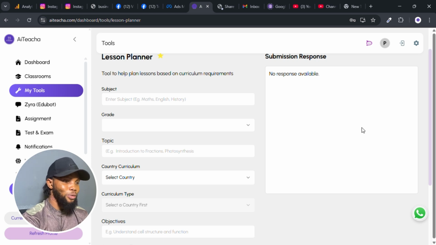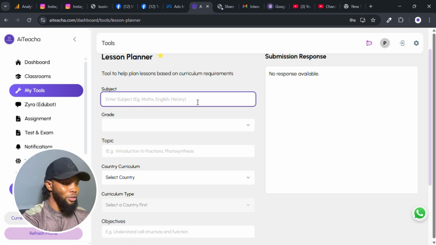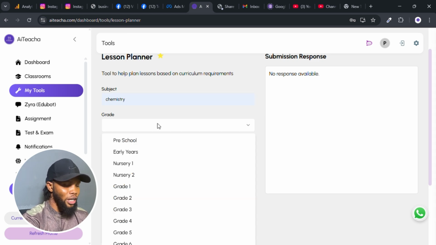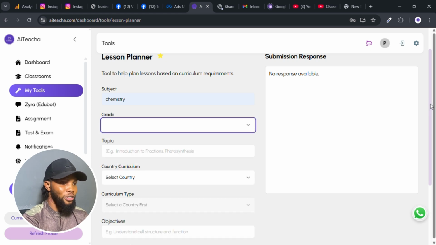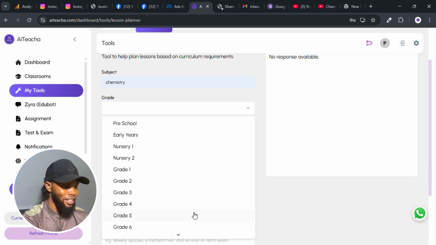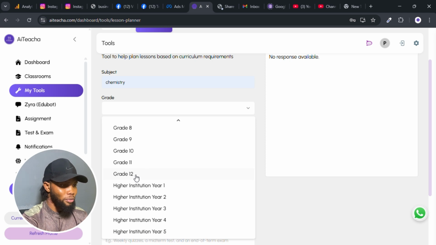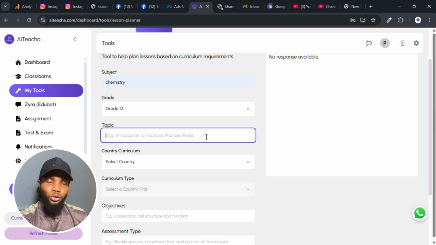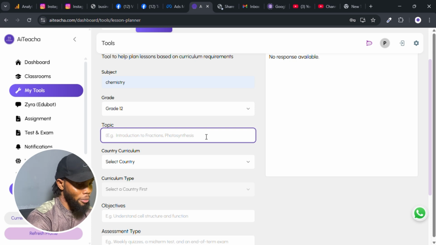So let's enter the subject we want to work on today. We are working on chemistry. I'm choosing the grade of grade 11, or let's use grade 12. That's SS3 in Nigeria here, just like we call it. So grade 12. The topic we are going to work on today is chemical reactions.